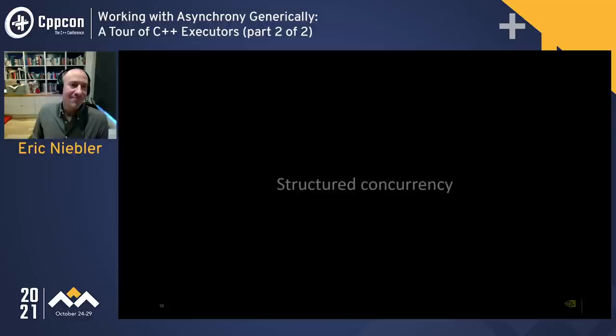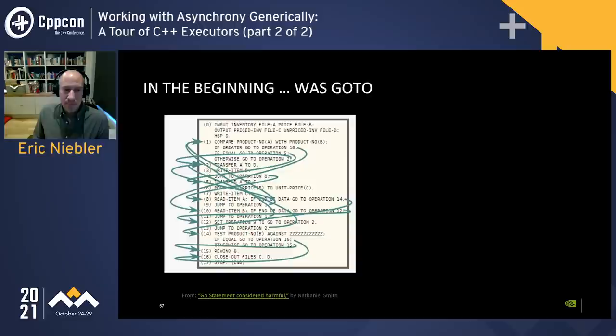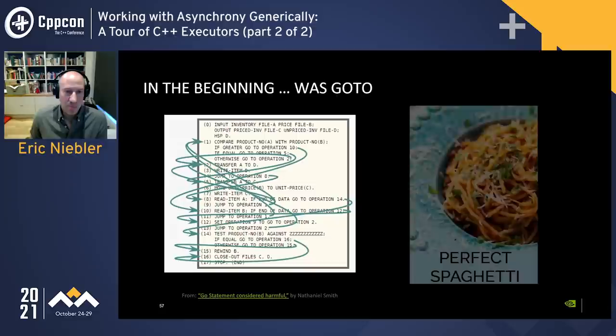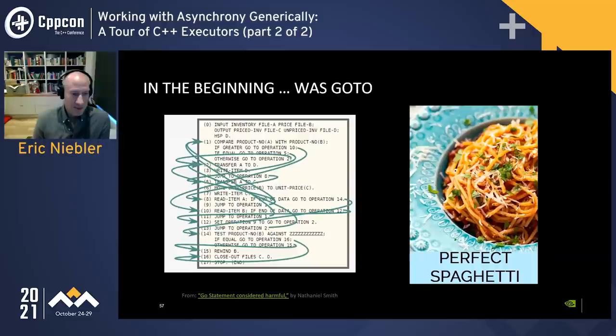So first, structured concurrency. Probably best understood by first looking at unstructured code. Back in the prehistory of computer programming, this is what a computer program looked like. You used jumps for control flow. There were no higher level constructs. And people would annotate their code using arrows like this to help them visualize the control flow. And this might remind you a little bit of something. This is where the term spaghetti code comes from.